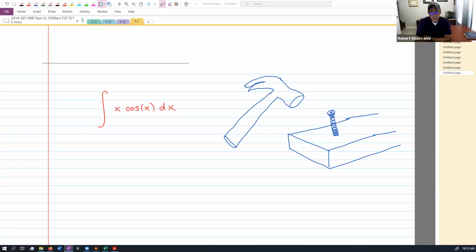Okay, so look, if you haven't learned this next technique, then there's nothing you're going to be able to do. You could spend the rest of your life trying to do this problem and you'll never figure it out, because there's nothing you've been taught yet that shows you how to do this.